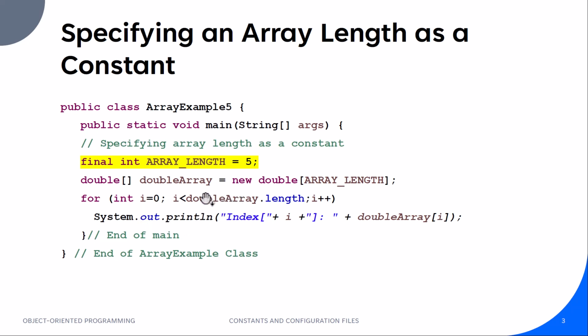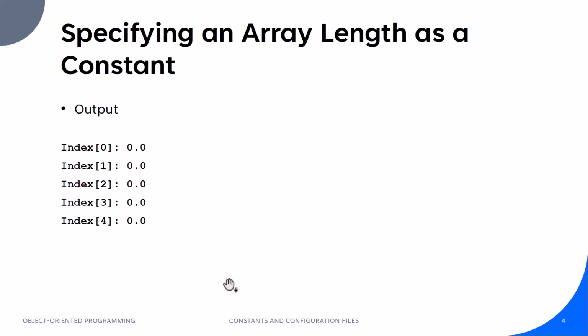And we are going to look at the details of this simple program. Now here's the output. We basically assign 0.0 to each element of this double array.